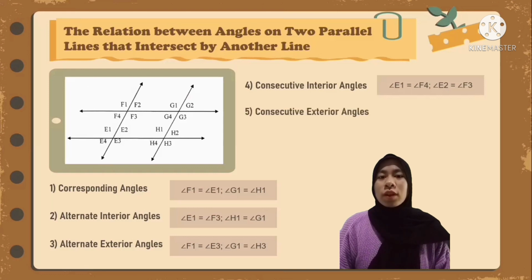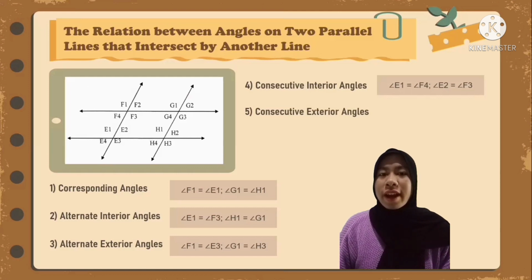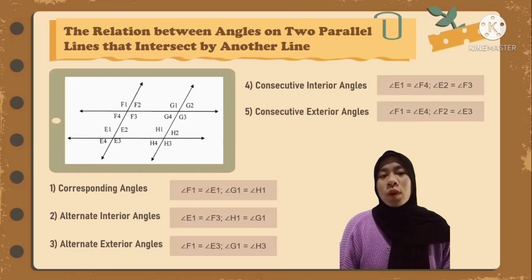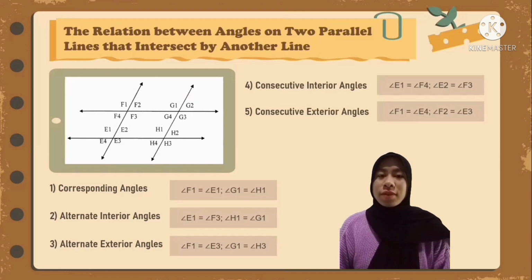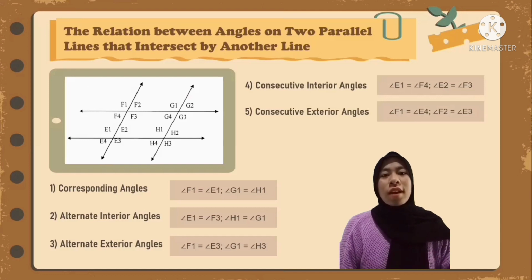Number 5, consecutive exterior angles. A pair of angles which are on one side of the transversal, or line cutting the parallel lines, and are outside the two lines. In consecutive exterior angles, angle F1 is paired with angle E4. Angle F2 is paired with angle E3.